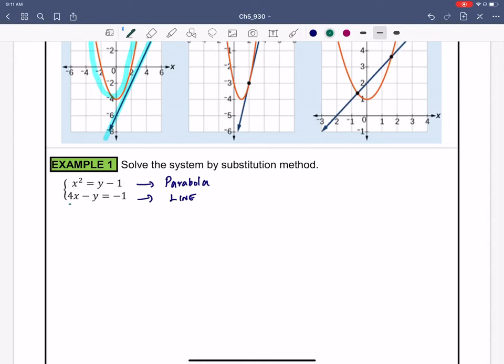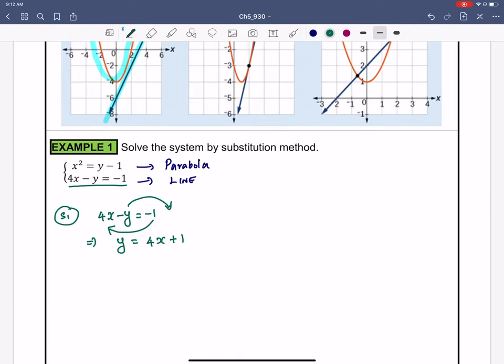Looking at this equation, as step one, I'm going to write y in terms of x. You would agree that 4x minus y equals minus 1 gives y equals 4x plus 1. Basically, I'm moving y to the other side, where it becomes a positive y, and moving negative 1 to this side, where it becomes a positive 1. Now I'm going to do the substitution step. So what is the substitution step?